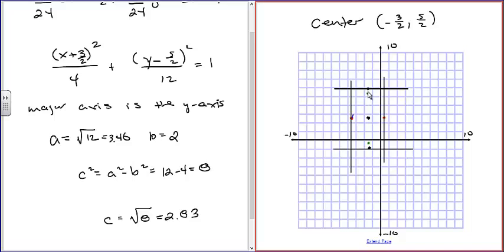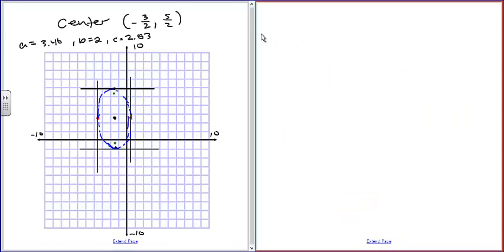So the closer the focal points are to the vertices, the more elongated this ellipse is. Like that. Now, to actually find the numerical values, let me write these numbers down here. So A is 3.46, B is 2, C is 2.83. Okay, so we've already done the center.